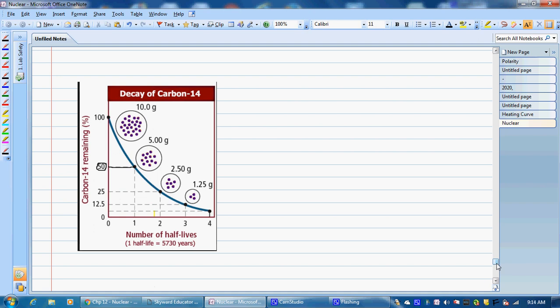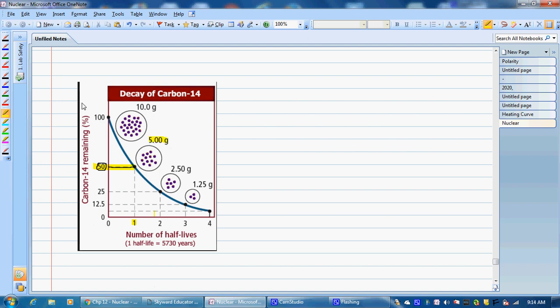Here you should be able to look at this graph and understand what's happening. If we look here, we've got 50% remaining. You should be able to take this graph, look at 50%, go across until you hit the line, and understand that this would be one half-life, and this would be the amount that's left.